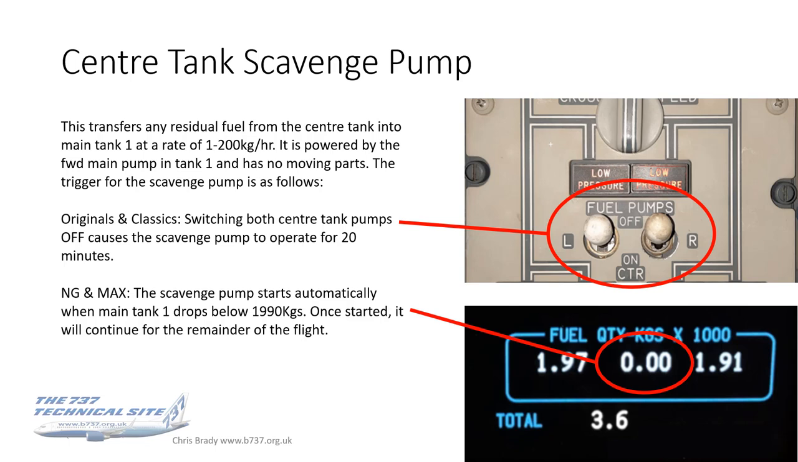The other pumps we've got are the center tank scavenge pumps, which you're probably very familiar with. These transfer any residual fuel from the center tank into tank one, at around 100 to 200 kilos an hour. It's powered by the forward main pump in tank one. No moving parts on this. Scavenge pumps basically just work by venturi. So as you know, one pump works, and the low pressure on that draws fuel through the scavenge pump. The trigger for the scavenge pump on the originals and the classics is switching both center tank pumps off. That starts a 20-minute timer for the scavenge pump. On the NG and the MAX, as you probably know, it starts automatically when main tank one drops below 1990 kilos. Once started, it continues for the remainder of the flight.